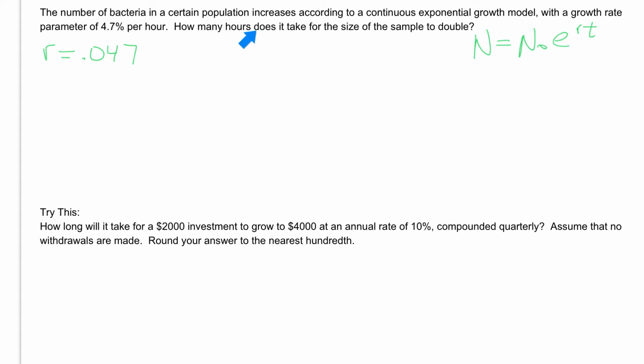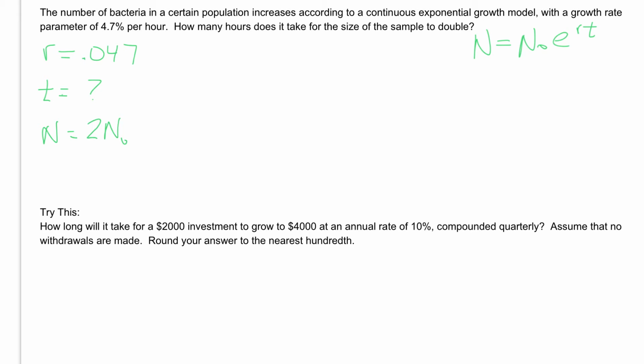Then it says how many hours. So hours is what we're looking for. That's T. And it's asking us for the sample to double. Well, that means we want N to be twice as much as N sub 0. So we can write that as N has to equal 2 times N sub 0.